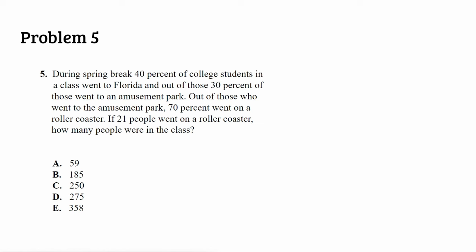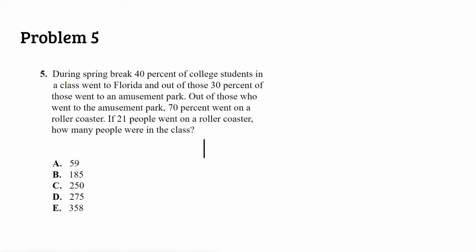Now this next problem is fairly wordy, but it can be done quite quickly if you know where to begin. So we're told that during spring break, we have 40% of college students in a class going to Florida, and then out of those, 30% went to an amusement park, and then out of those who went to the amusement park, 70% went on a roller coaster, and then we're told that 21 people went on the roller coaster, and we want to find how many people were in the original class.